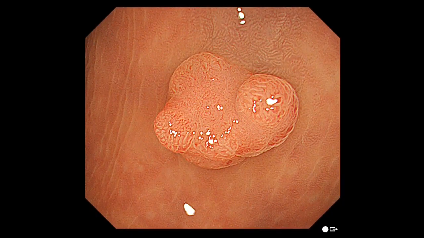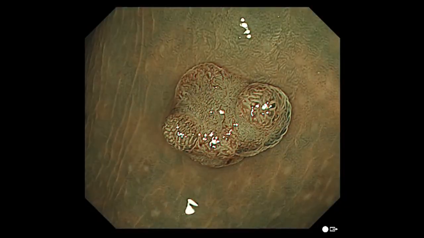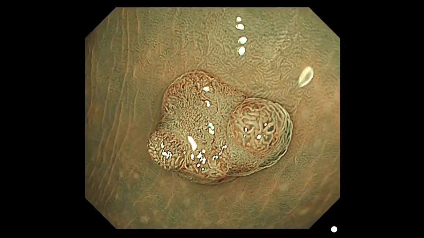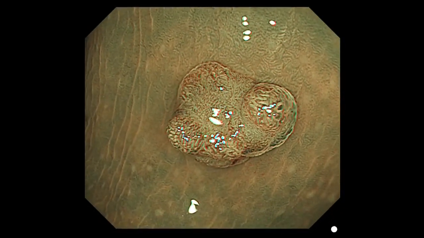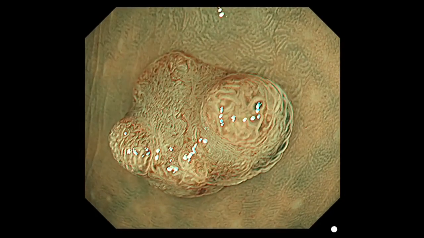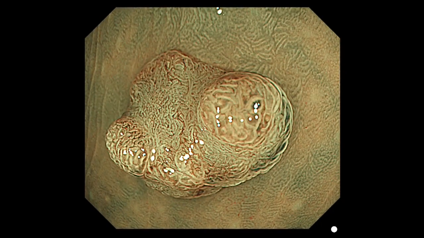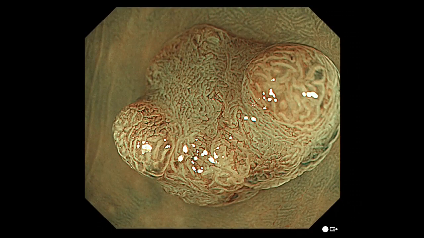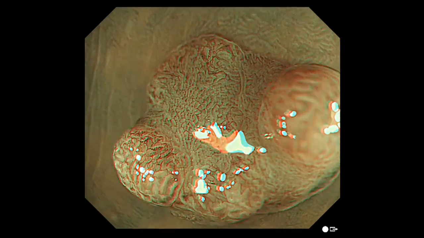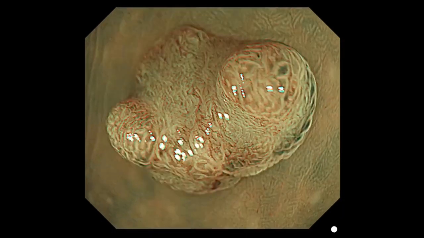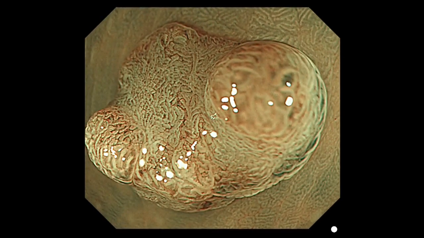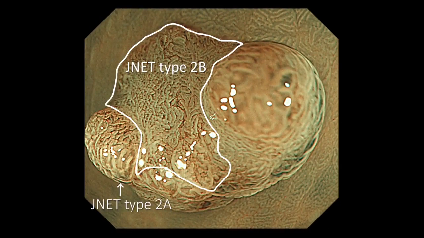Here we present a sessile lesion 8 mm in diameter with a depressed area at the center. While elevated areas at the edge show regular vessel and surface patterns, the depressed area at the center has variable caliber, irregular distribution of vessels, and irregular surface structure, so this polyp is classified as JNET type 2B.